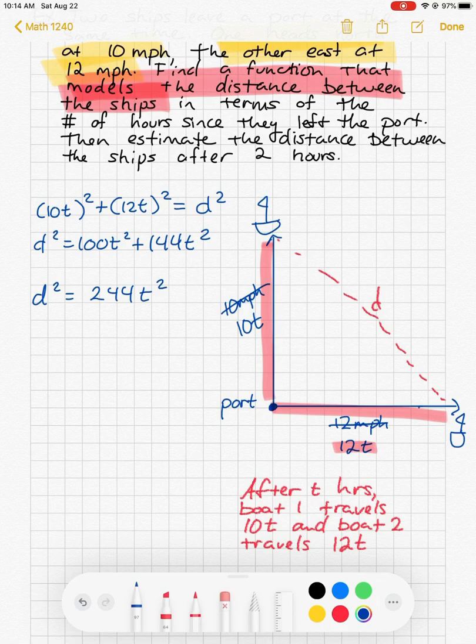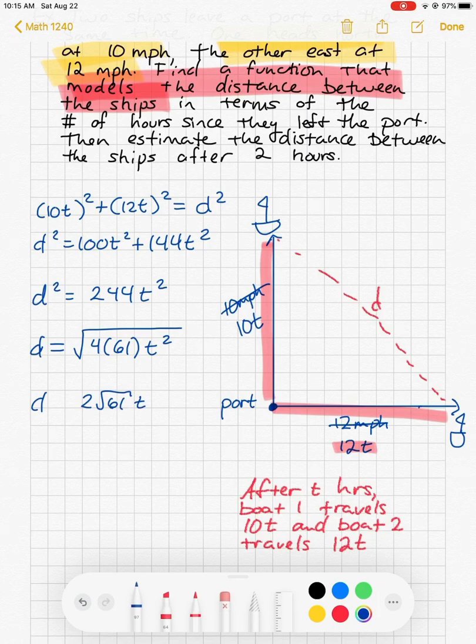So let me see, if I take the square root, can I do anything with 244? I think 244 is divisible by 4. Distance is going to be positive. Let's see, 61. 4 times 61, did I get that right? That's 120, 240, 244, I think so. Okay, so then I can break that up to root 61 times t.